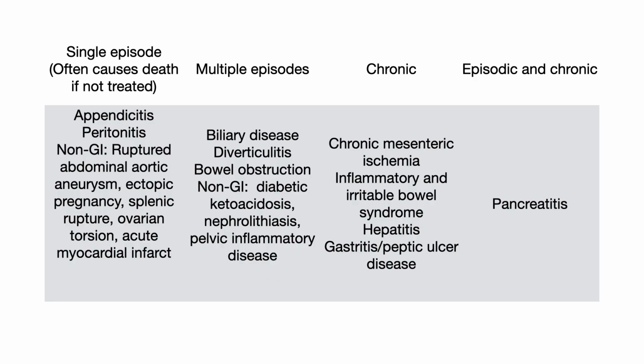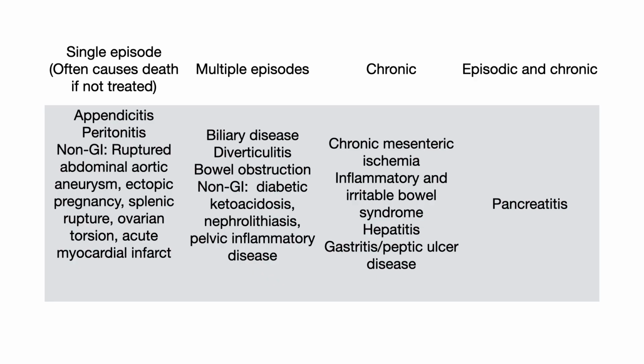If there's a single episode, somebody with a multiple-episode type disease can present the first time with a single episode. But oftentimes if they have a single episode, it usually means it's something you die from if it's not treated. So appendicitis obviously is very bad. Peritonitis, rupture of an abdominal aortic aneurysm, ectopic pregnancy, splenic rupture, ovarian torsion, acute myocardial infarct. These are all things that can be a one-time cause of abdominal pain.